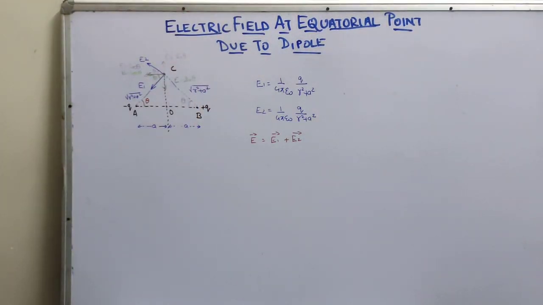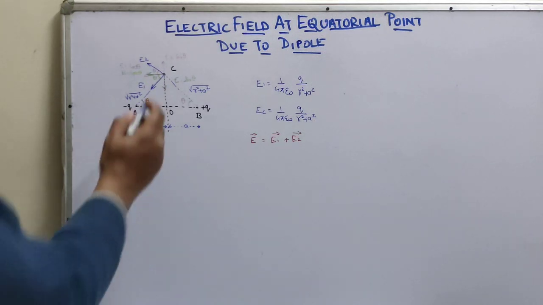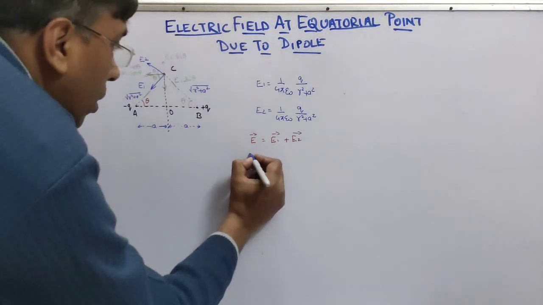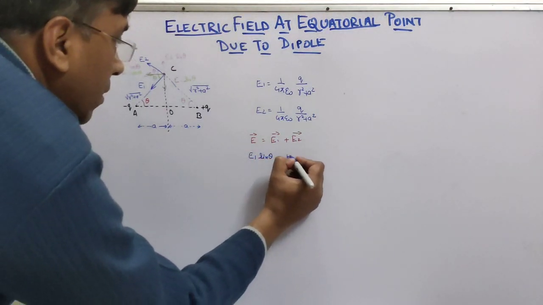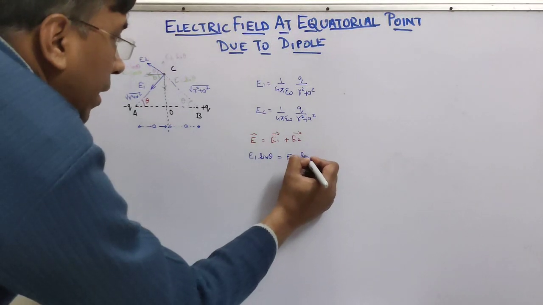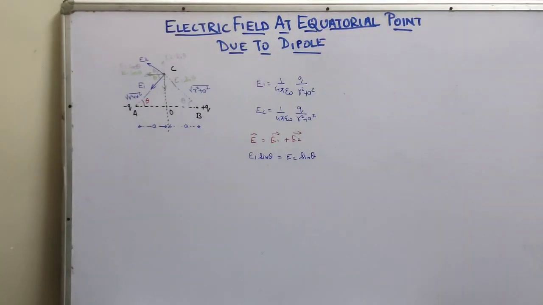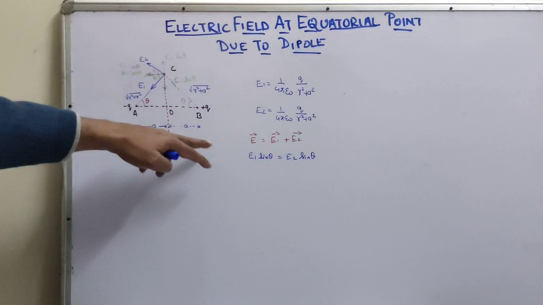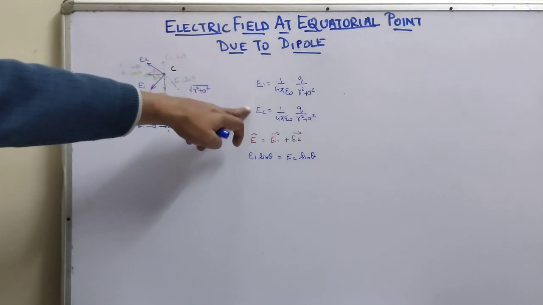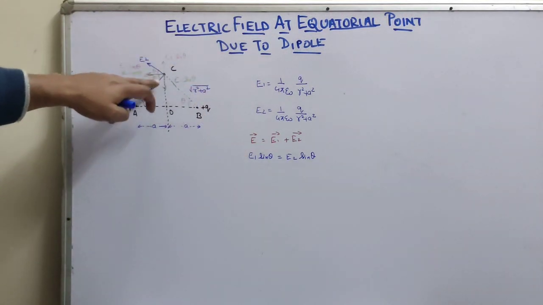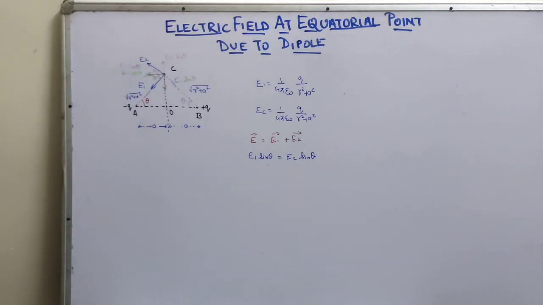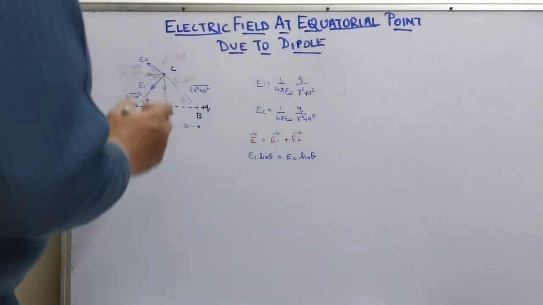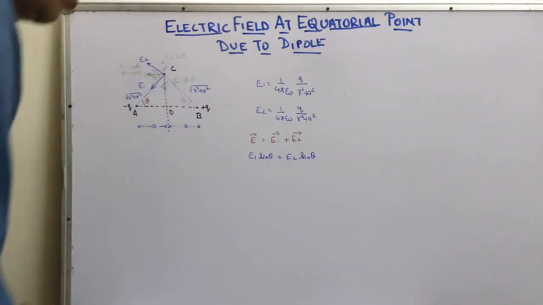So if you see the vertical components, that is E1 sin theta and E2 sin theta, both these vectors would be equal and opposite in direction. As you can see, the magnitudes of E1 and E2 are both the same. So these vectors are equal in magnitude, but since their directions are opposite, what will happen to these vectors? These vectors will cancel out.